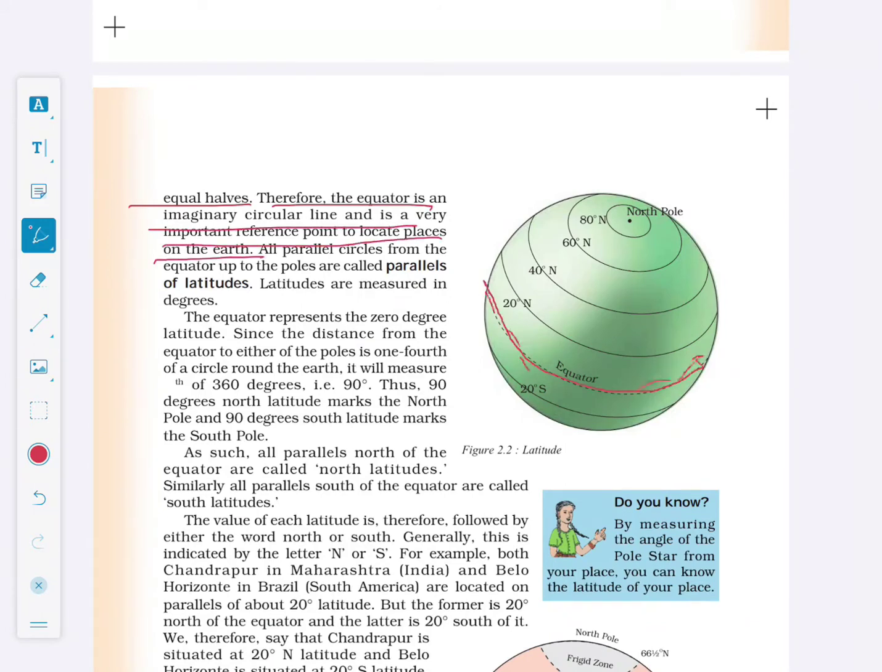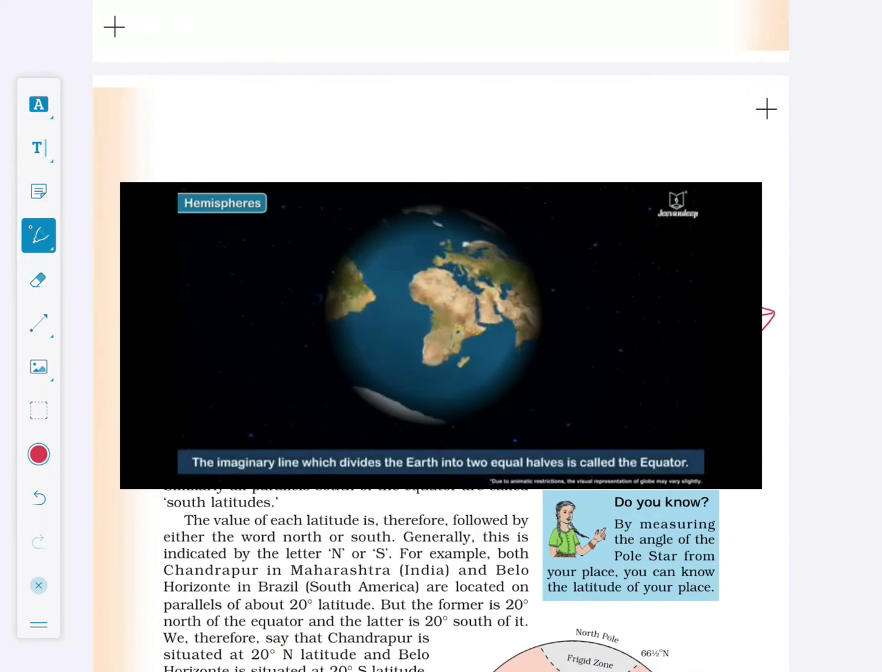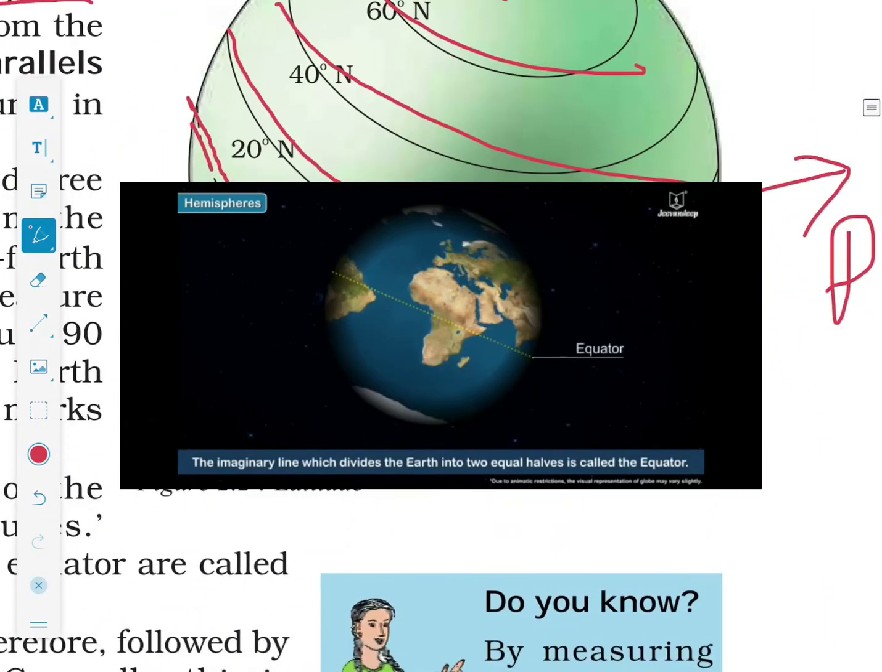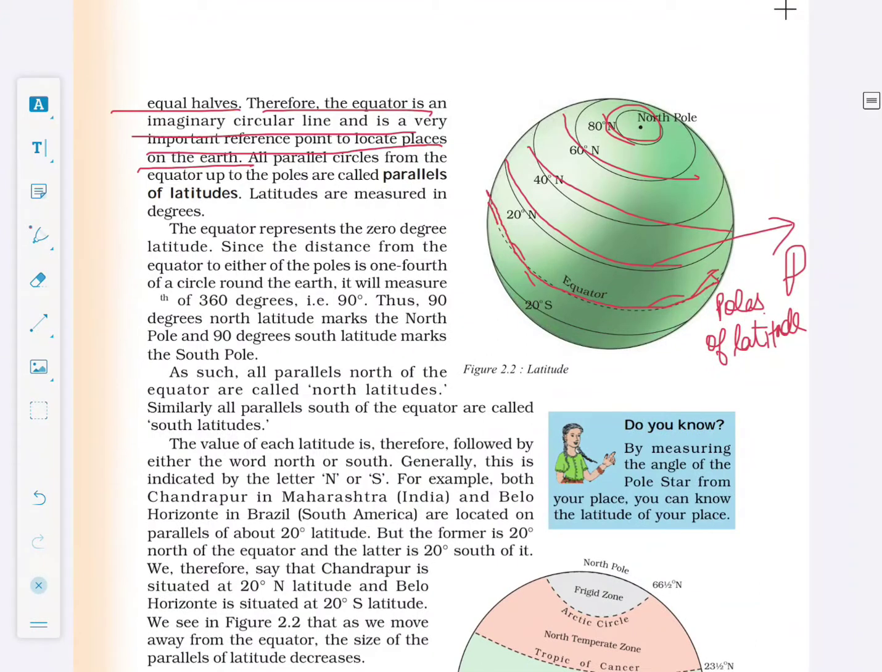All parallel circles from the equator up to the poles are known as parallels of latitude. These lines are known as parallels of latitude. Coming to the next part, latitudes are measured in degrees. The equator represents the 0 degree latitude. This equator here represents the 0 degree latitude.